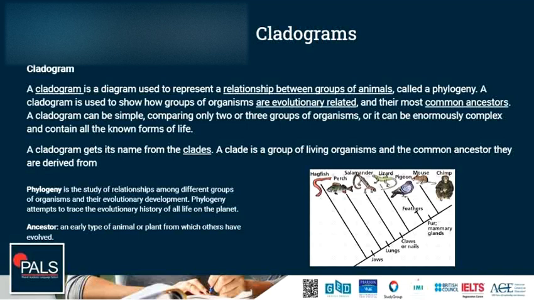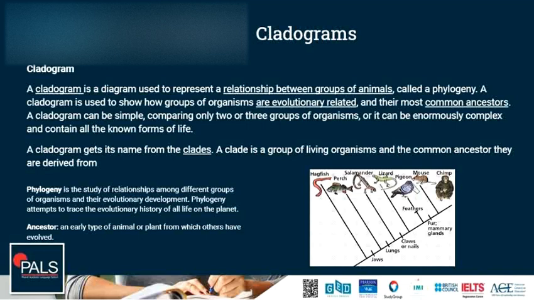So what is a cladogram, first of all? A cladogram is a diagram used to represent a relationship between organisms of animals, called phylogeny. A cladogram is used to show how groups of these organisms are evolutionarily related to each other and usually shows their most common ancestor. A cladogram can be very simple, comparing only 2 or 3 groups of organisms, or it can be enormously complex and contain all of the known life forms.